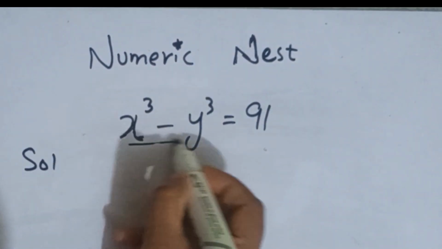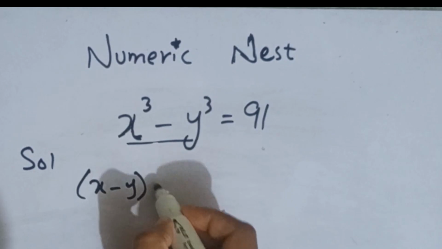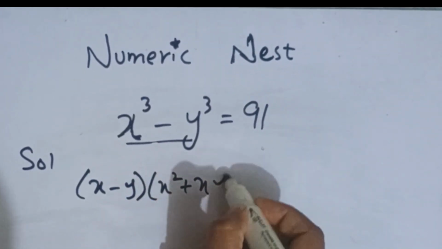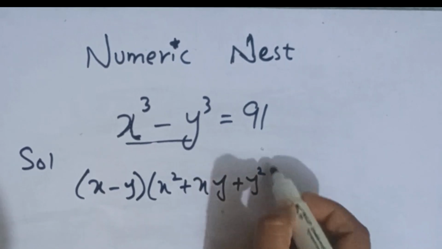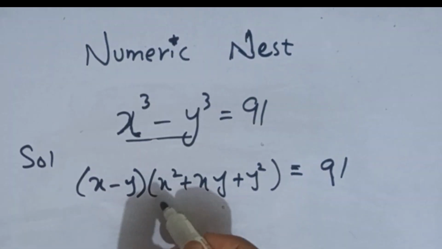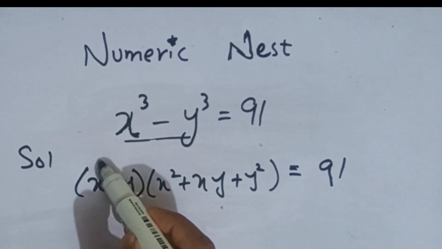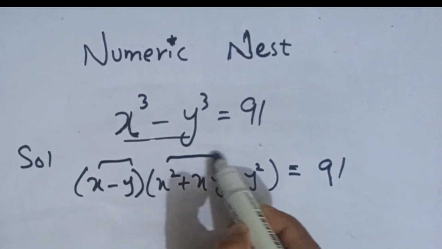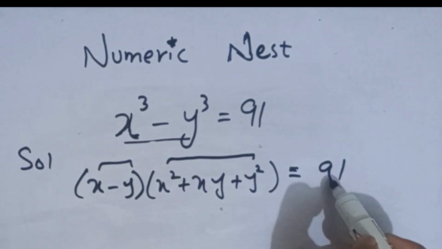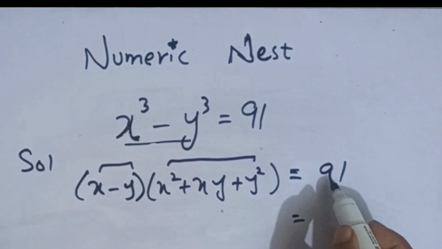We write this side as (x minus y) multiplied by (x square plus xy plus y square). This is equal to 91. Now focus on this. The left hand side is a product of two values. First value is this one and the second value is this one. So that is why we want to write this 91 as a product of two values. So we find the factors of 91.